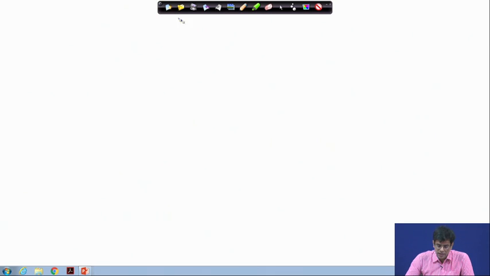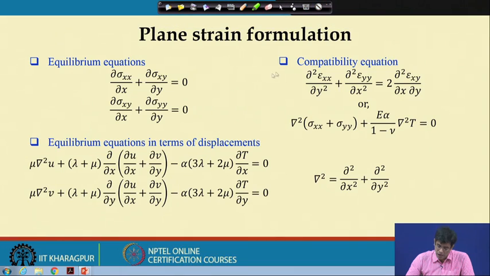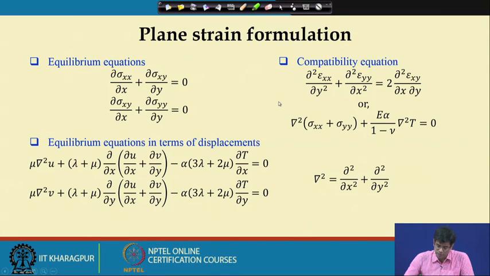range. Now, we can finally convert this thing into stresses, and then we can write the compatibility equation in terms of stresses, and this is the final form of the compatibility equation.